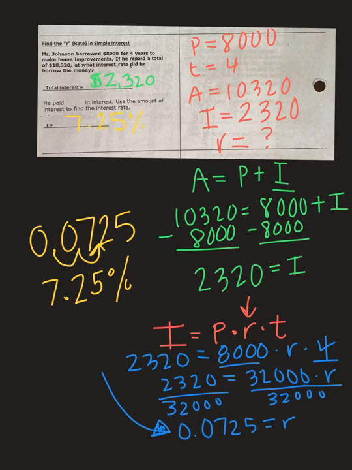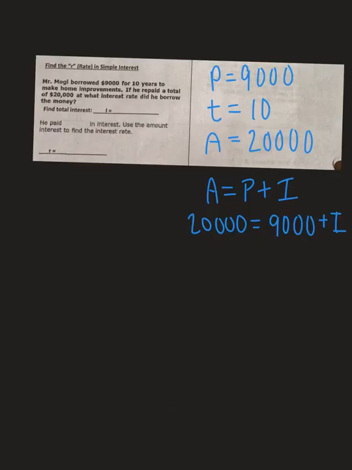Okay, so go ahead and try the last problem and then check back with the video to check your answer. Okay, so hopefully you're done this next problem. You should have found that your principal was $9,000, your time was 10 years, and your total amount was $20,000. So I set it up already. To find my interest, I need to subtract 9,000 from my total amount. So you should have found that your interest was $11,000.